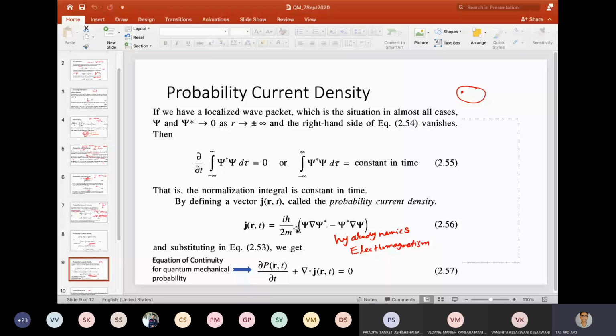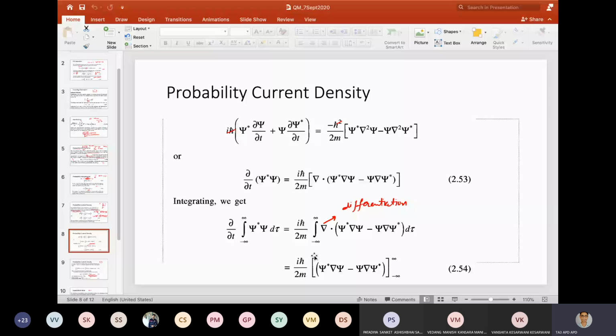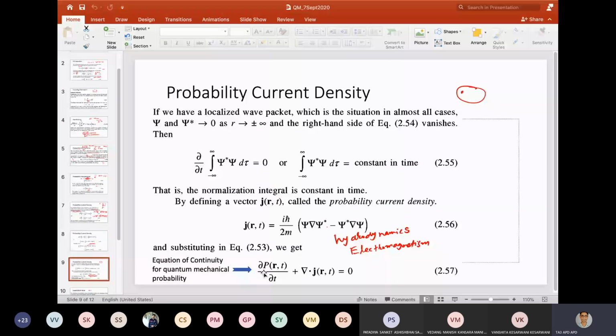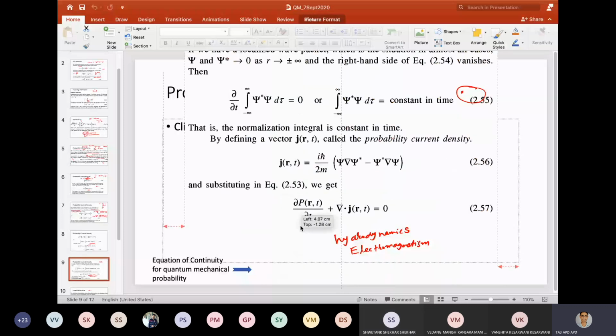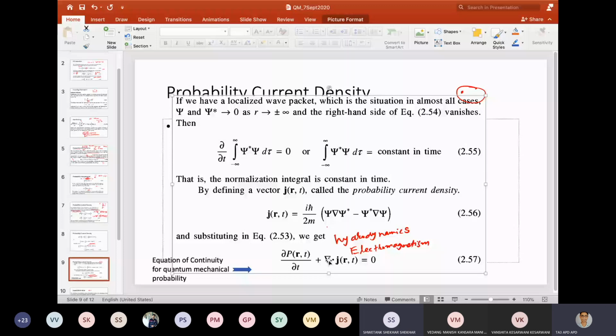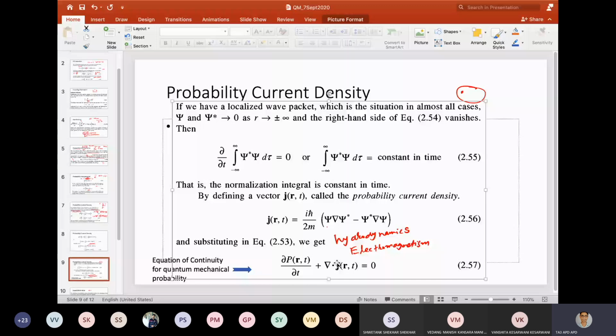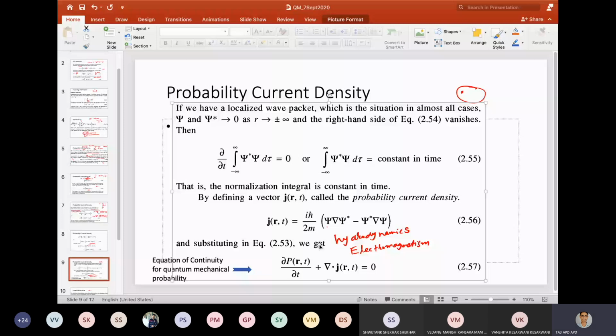When you substitute this value in the previous equation, we find that we have the time derivative of the probability density plus the gradient of the probability current density. So this is called the equation of continuity. When you compare it with hydrodynamics and electrodynamics, you will see a similar equation of continuity. In the quantum mechanical sense, it is also called the conservation of quantum mechanical probability.